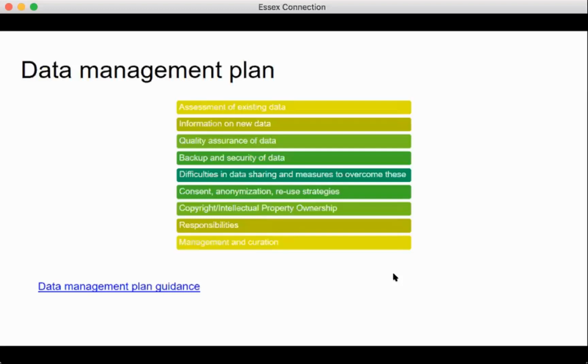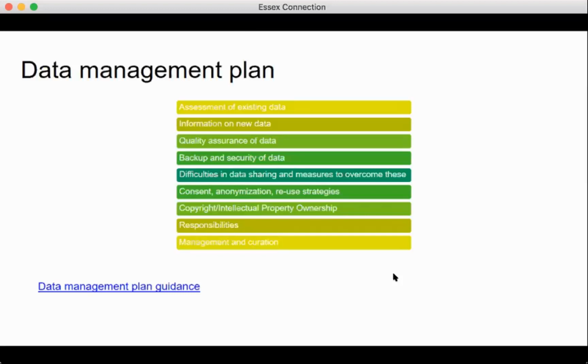Another very important section is around issues of consent, anonymization, and potential reuse strategies, followed by a section on issues of copyright and intellectual property ownership. Think about who will own copyright over the data that you collect. Would it be yourself? Would it be your institution? Will your participants maintain copyright over their data, or will there be shared copyright? So it might be the case that you need to address this in your consent form or your information sheet.